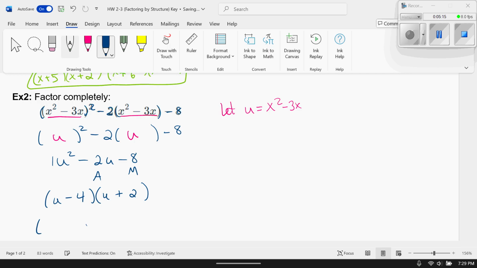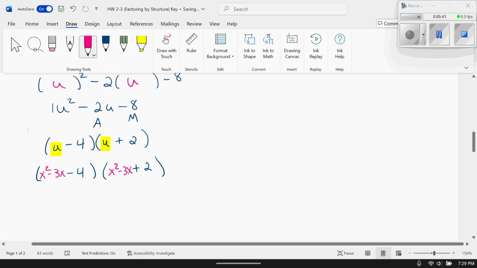However, we did not start with U's to begin with. We started with x squared minus 3x. So you need to go back and replace what you took out. Anywhere there's a U, go back and put x squared minus 3x. Now, it is possible that you're not able to factor anymore, but quite often you could keep going.